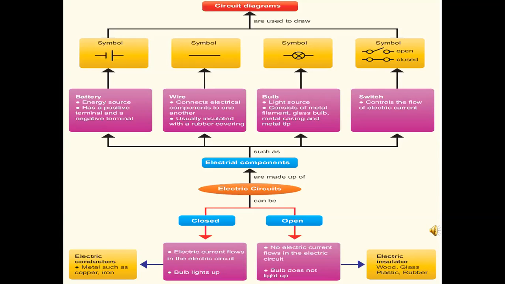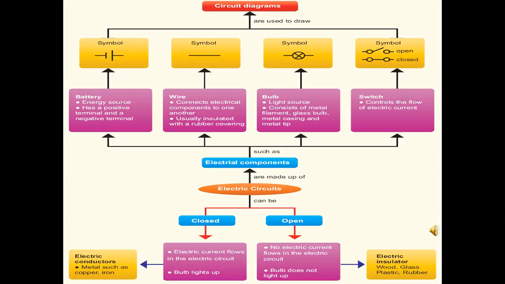These are electrical components shown as symbols: battery, wire, bulb and switch. Next, electric circuits are made up of electrical components. Electric circuits can be a closed electric circuit or an open electric circuit.